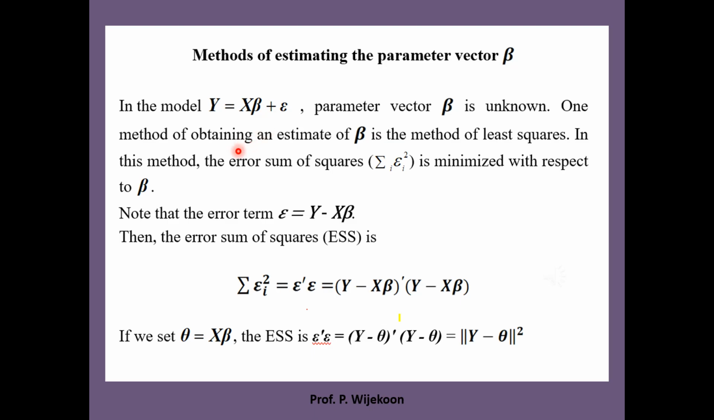One method of estimating beta is minimizing the error sum of squares with respect to vector beta. Since the error term epsilon equals y minus X beta, the error sum of squares is (y minus X beta)' (y minus X beta). If we set X beta as theta, the error sum of squares becomes (y minus theta)' (y minus theta), which is the norm of y minus theta squared.